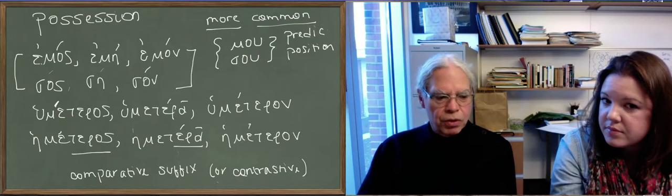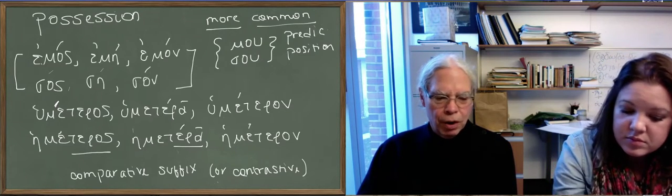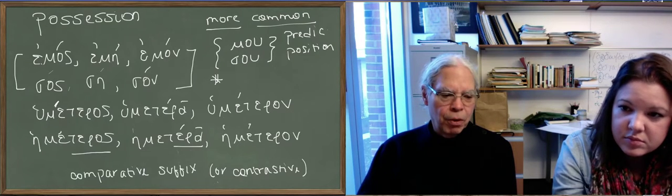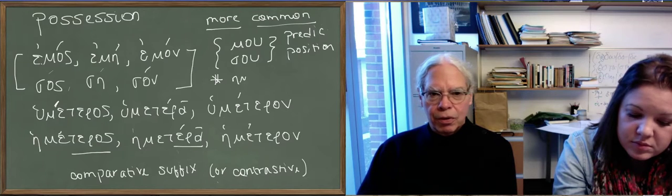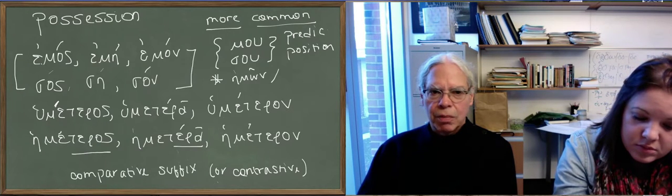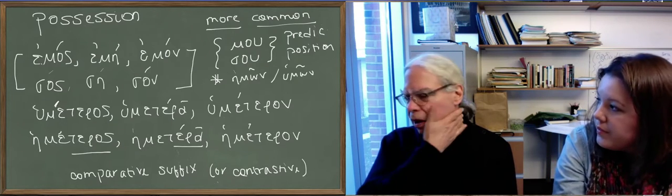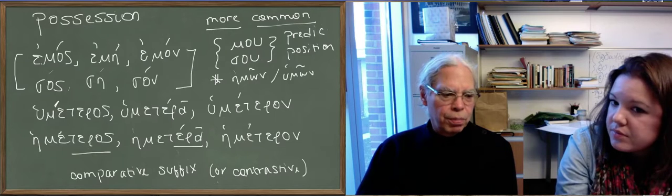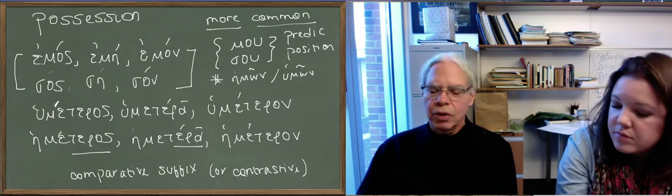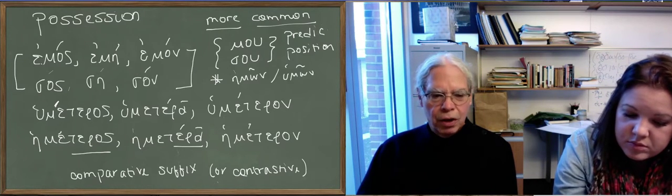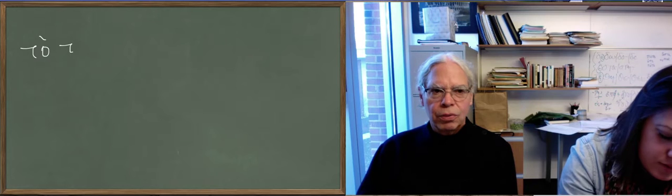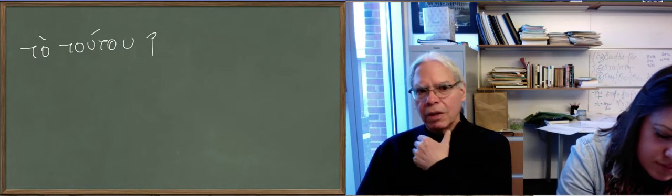The possessive pronouns, which are the genitive of the pronoun, could be mu, su, or the genitive of we and you plural, hemon and humon. Those are the regular and really common ways in which you say my or your in ancient Greek, as the genitive of a pronoun. In third person possession, you can also use the demonstrative adjective houtos, which then goes in attributive position. So you say "the book of this person," ta toutou biblion, in attributive position.